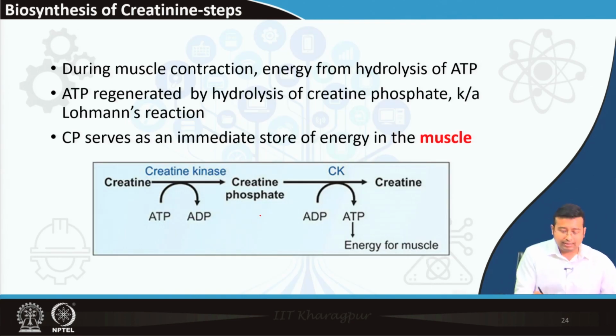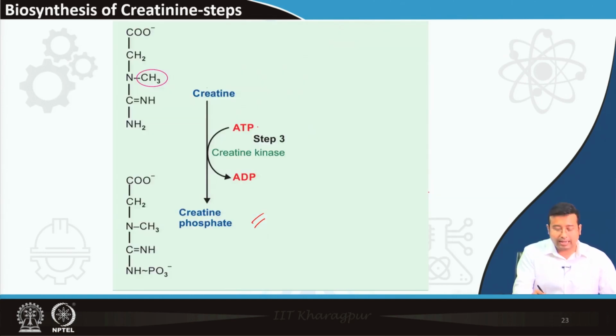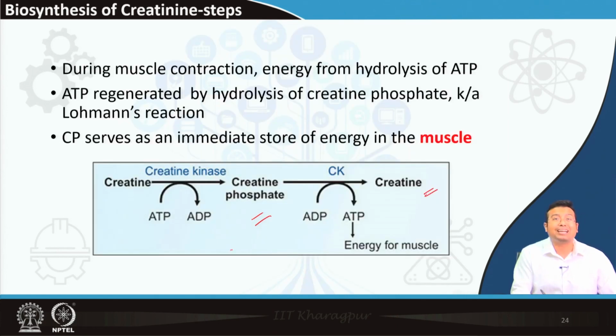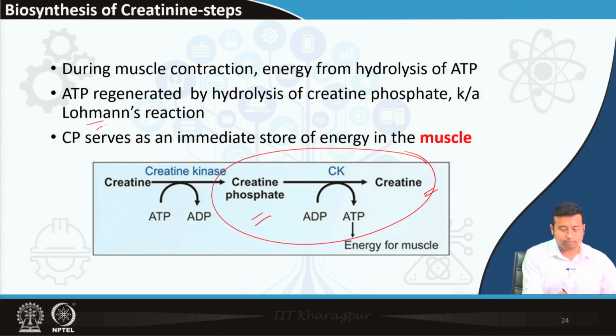This creatine phosphate, when required, can actually be broken down to creatine. You see, creatine requires an ATP to form creatine phosphate. So, this is a high energy compound. Whenever the muscle needs ready ATP, creatine phosphate is broken down, alright. This reaction is known as Lohmann's reaction, and it serves as an immediate store of energy in the muscle whenever we require sudden energy. Therefore, creatine is a very important nutritional supplement for those who are trying to build body and muscle gains, right.